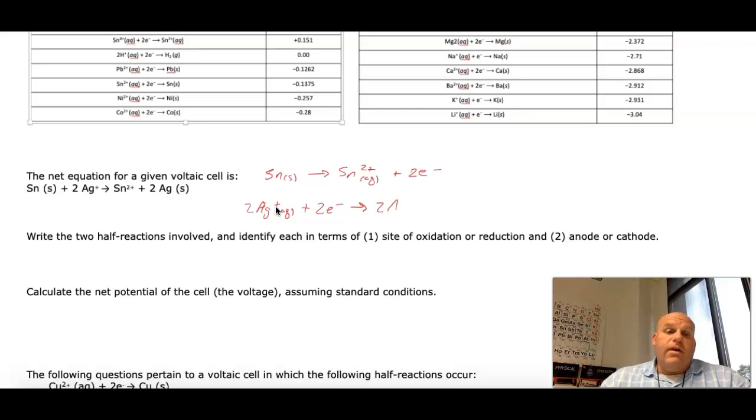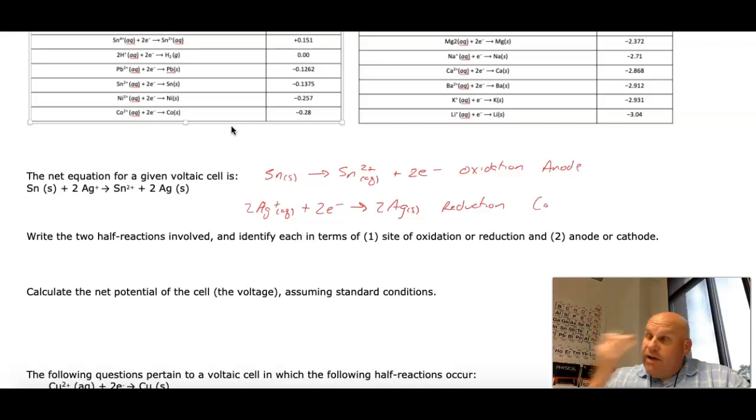Okay, so based on taking that net equation apart and writing it as 2 half reactions, I can see here that this is the oxidation, all right, losing electrons, and this is the reduction, gaining electrons, okay? And then from there, I know that oxidation occurs at the anode and reduction occurs at the cathode. So I've essentially answered all the parts to this question here. Write the 2 half reactions involved. I've done that and identify each term as oxidation, reduction, anode, cathode.